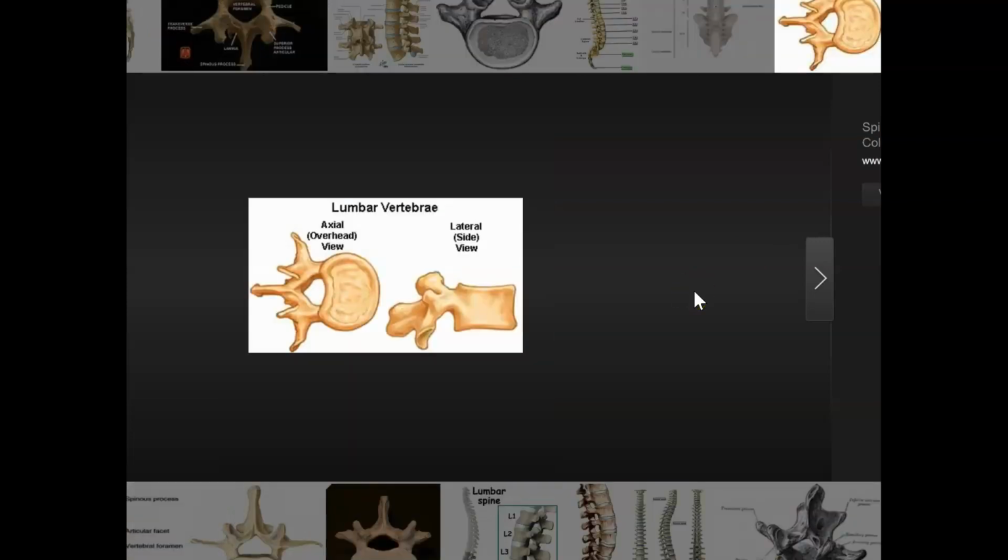This is a typical lumbar vertebra. What you'll notice here is the spinous process is much bulkier than what you saw in the cervical spine and the thoracic spine. The body, which is this part, and over here, is also much thicker because the lumbar spine is a point of rotation. It's also a part of the spine that takes a great deal of weight bearing.